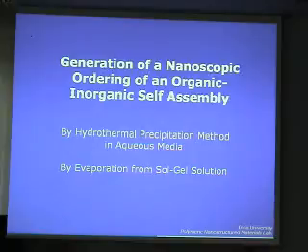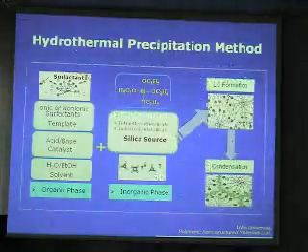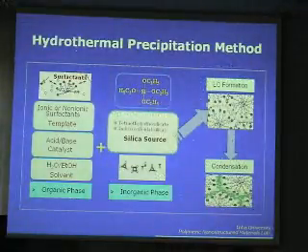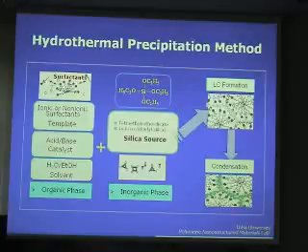Most mesoporous materials have been synthesized by these two methods. The first one is the hydrothermal precipitation method in aqueous media. The second one is the sol-gel processing method. And as I said, in the rest of my talk, I'm going to focus on the sol-gel processing for the making of mesoporous material. I'm going to talk a little bit about these two methods.